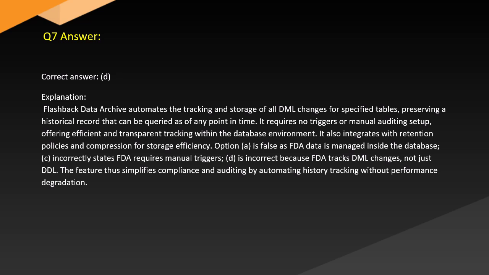Answer. Correct answer: D. Explanation. Flashback Data Archive automates the tracking and storage of all DML changes for specified tables, preserving a historical record that can be queried as of any point in time. It requires no triggers or manual auditing setup, offering efficient and transparent tracking within the database environment. It also integrates with retention policies and compression for storage efficiency.